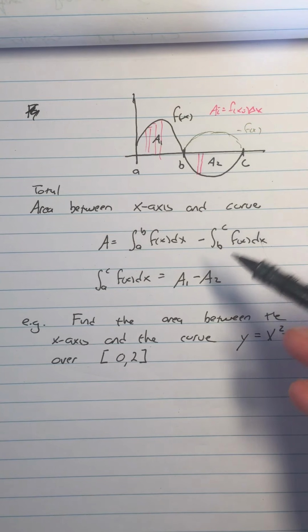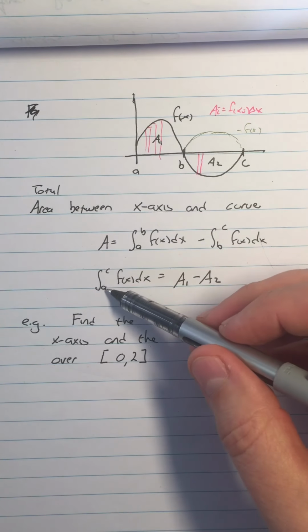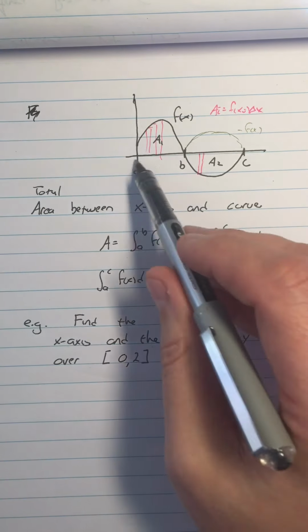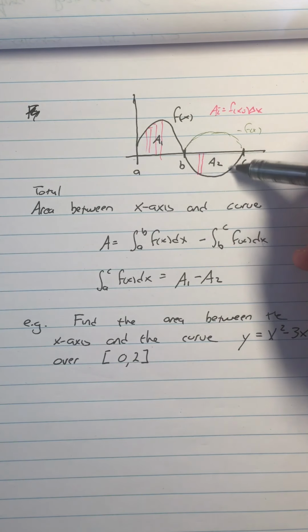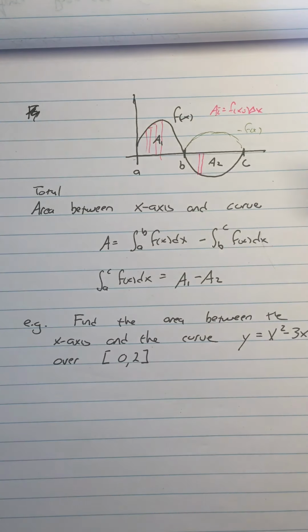In that case, you can understand that the integral from a to c is the area above the axis minus the area below the axis. So in general, with that integral, you're going to have to subtract out parts that are below the x-axis. Just keep your eye on that because it's going to come into play later.